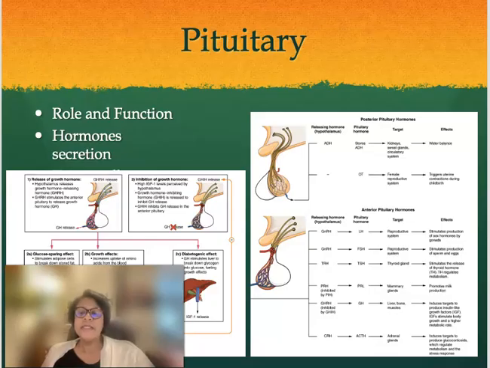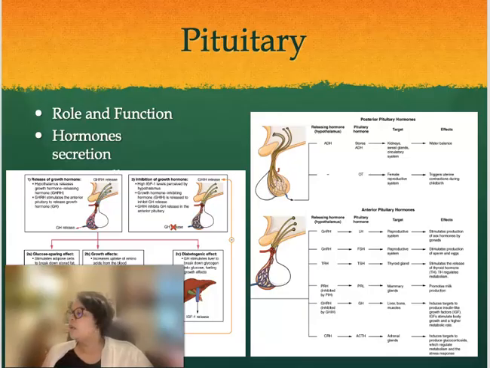And as you can see, the anterior pituitary has many, many functions. This diagram goes into a lot of detail, but if you have a loss or dysfunction to any of the anterior pituitary hormones, it is considered panhypopituitarism. I'll say it again. If you have a loss or dysfunction in the anterior pituitary gland, it is considered panhypopituitarism.